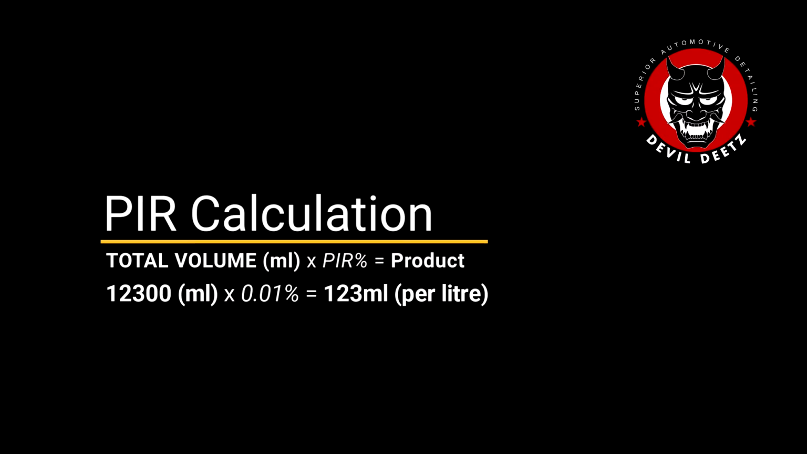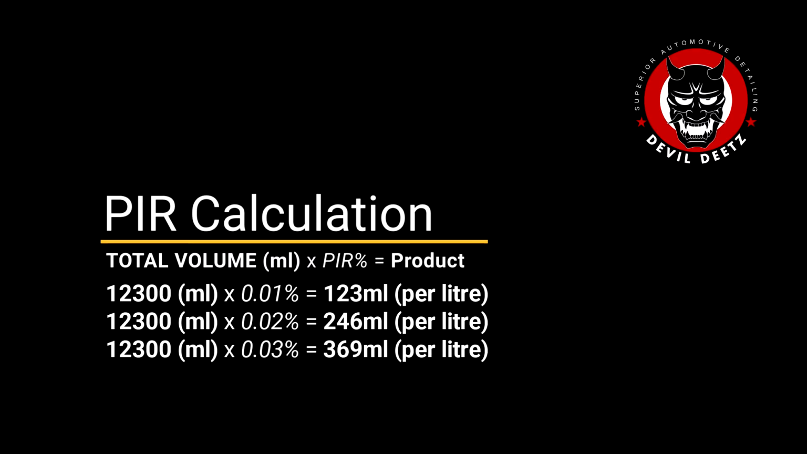And from there you can simply adjust the recommended PIR percentage of the product that you're using to suit how dirty or how clean the vehicle that you're detailing is. I like to make a note of these results so that I don't have to do these calculations often, unless of course I change a pressure washer or snow foam cannon or even the product. With the product being the most likely to change, as I don't make a habit of changing pressure washers or snow foam cannons very often.